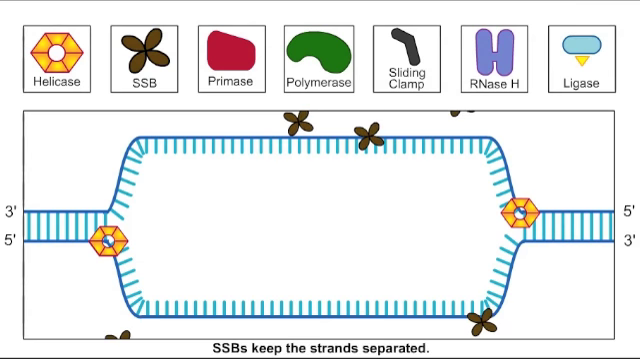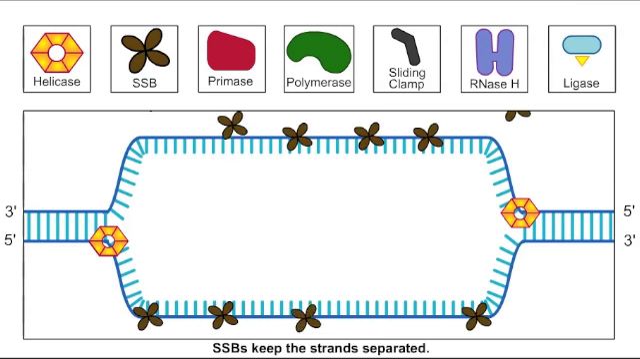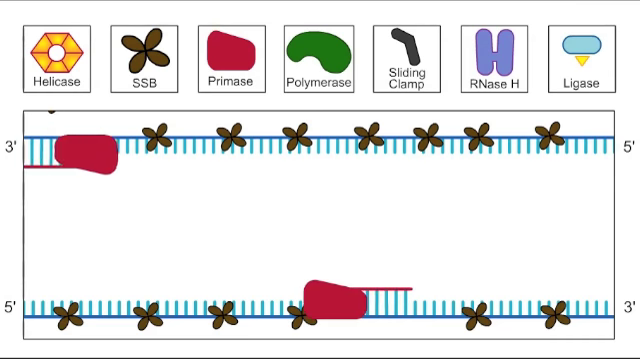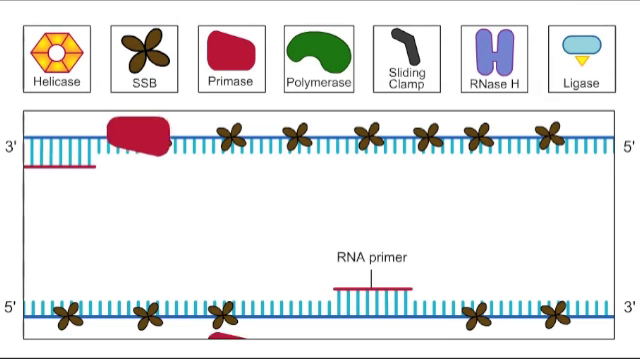Single-strand binding proteins, or SSBs, coat the single DNA strands to prevent them from snapping back together. SSBs are easily displaced by DNA polymerase. The primase enzyme uses the original DNA sequence as a template to synthesize a short RNA primer. Primers are necessary because DNA polymerase can only extend a nucleotide chain, not start one.